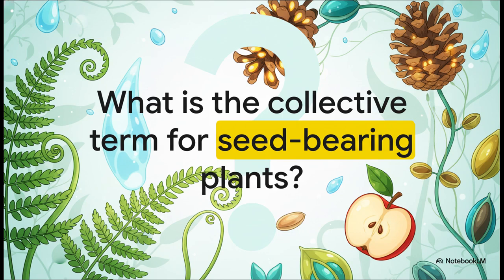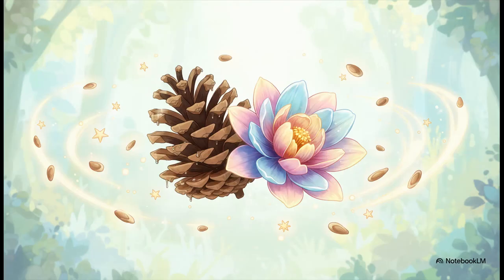Moving further up the cladogram, past the ferns, we finally find plants that evolved seeds to escape that pesky water dependency. But examiners aren't going to let you just say seed plants. What is the specific collective biological term for them? The answer is spermatophytes. Spermato refers to seeds, and phyte means plant. So instead of just writing pine trees and flowering plants on your test, dropping the word spermatophytes proves to the examiner that you actually know the precise terminology for all plants with seeds, encompassing both gymnosperms and angiosperms.